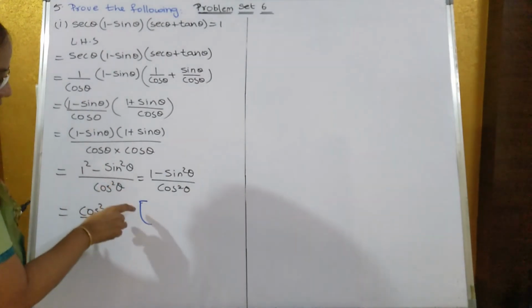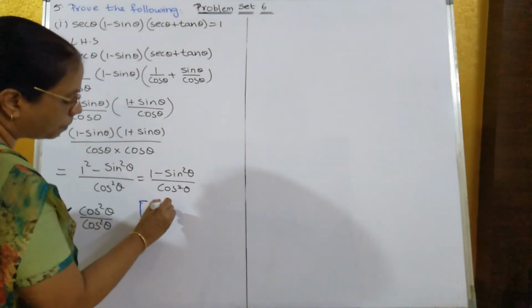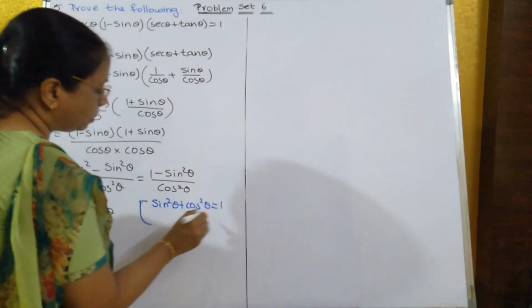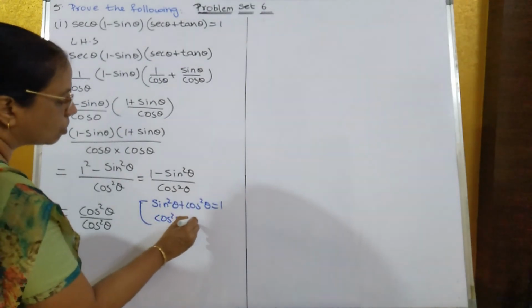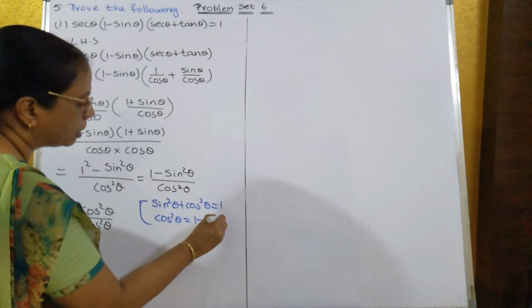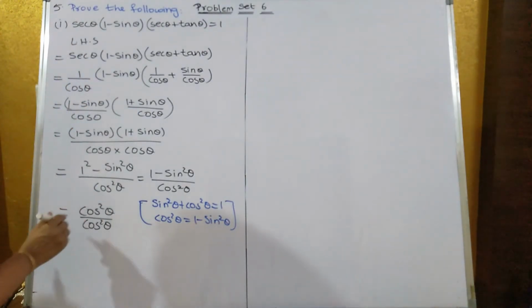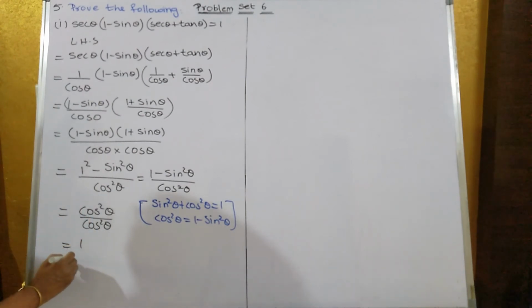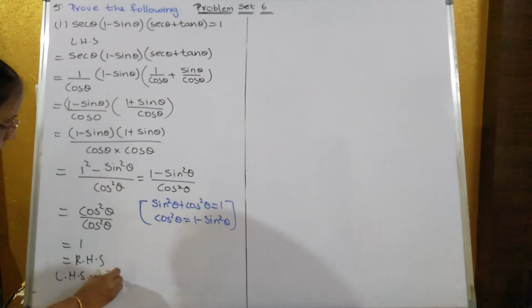So how we got cos square theta? Sine square theta plus cos square theta is equal to 1. Take the sine square theta on the other side, you will get cos square theta is equal to 1 minus sine square theta. So 1 minus sine square theta is what? Cos square theta. Both will get cancelled, and the answer is 1, which is equal to RHS. So LHS is equal to RHS, and then write down the question part.